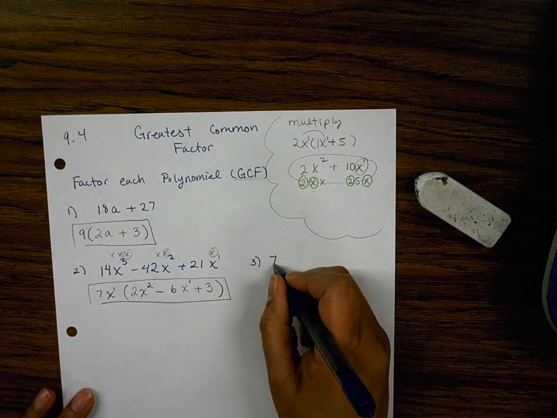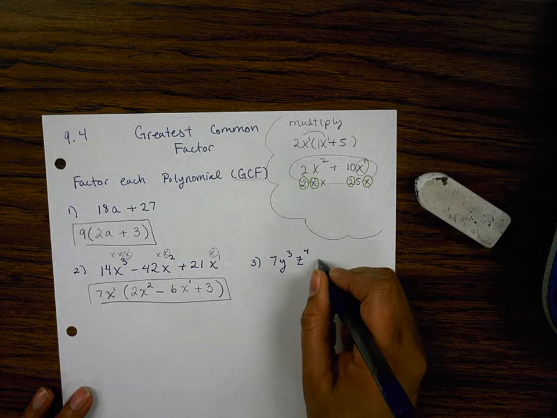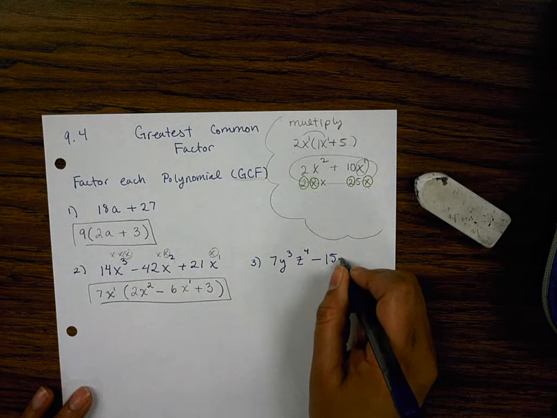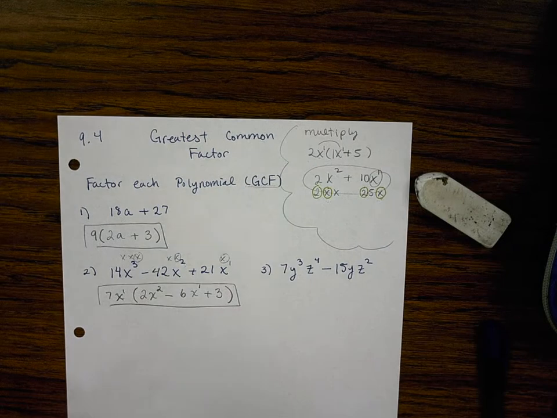All right, we're going to continue practicing. Number 3, 7y to the third z to the fourth, minus 15y z squared.